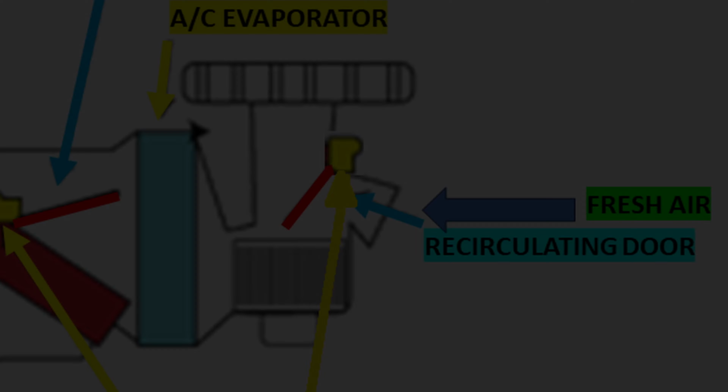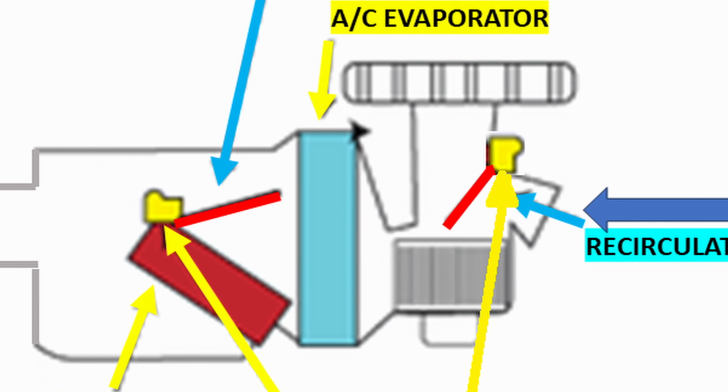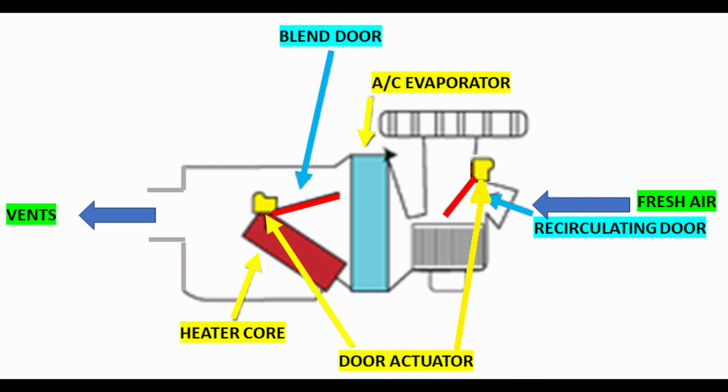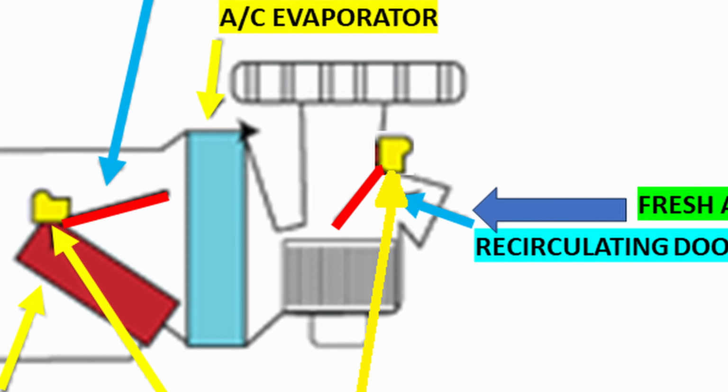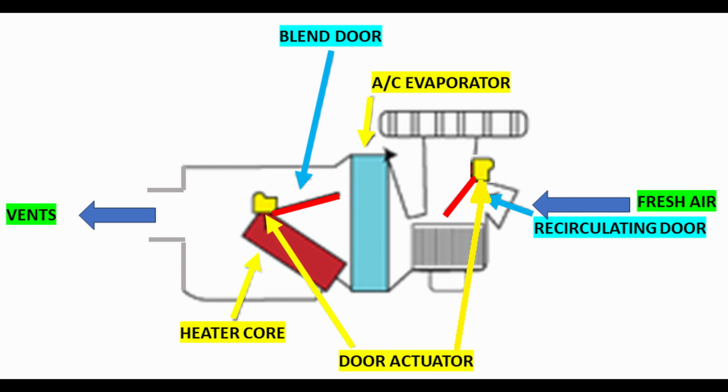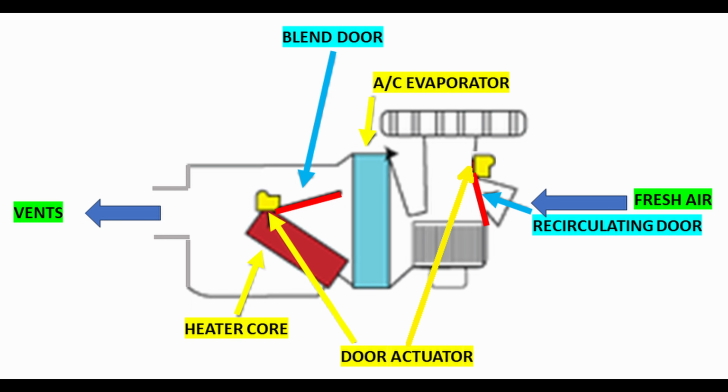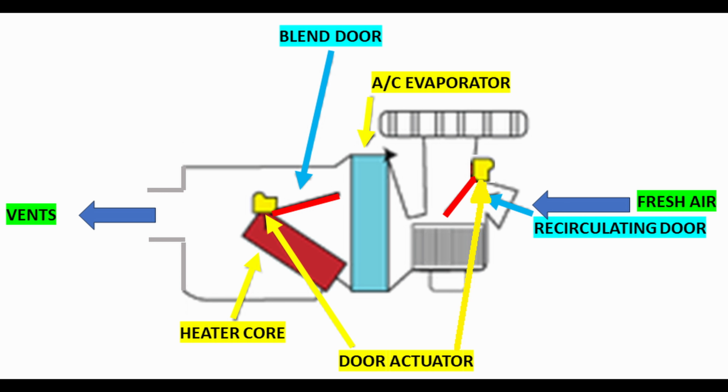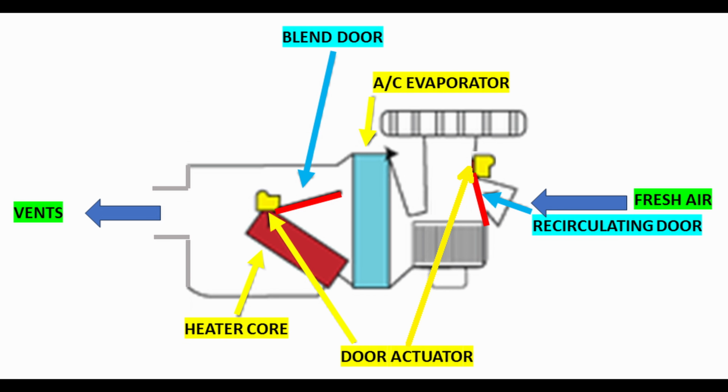Now, the blue arrow shows the fresh air coming into the system, and you'll see a red line. That red line is a blend door, and it's actually operated on the corner where the door actuator moves that blend door closed or open. The recirc door, if it's closed, is going to allow the system to recirculate that same air in the cabin.